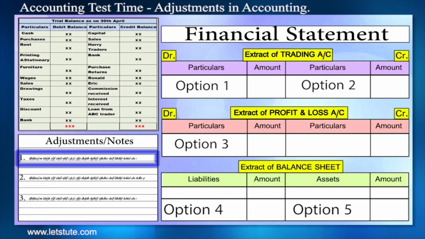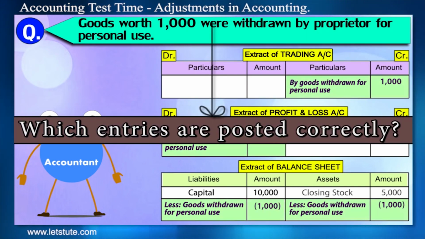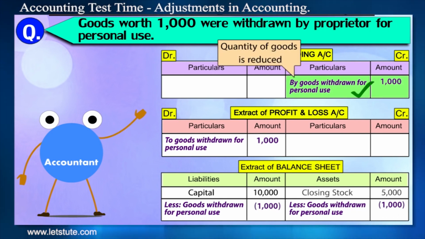Now say there is an adjustment. Goods worth 1000 were withdrawn by proprietor for personal use. So which one of these is correct? Yes, this one is correct. Since the quantity of goods is reduced, so this effect is posted correctly.